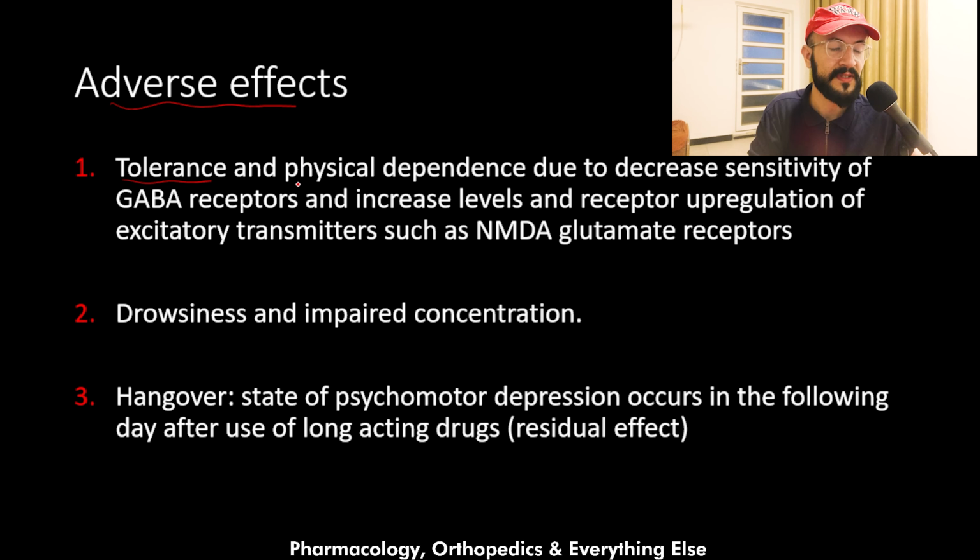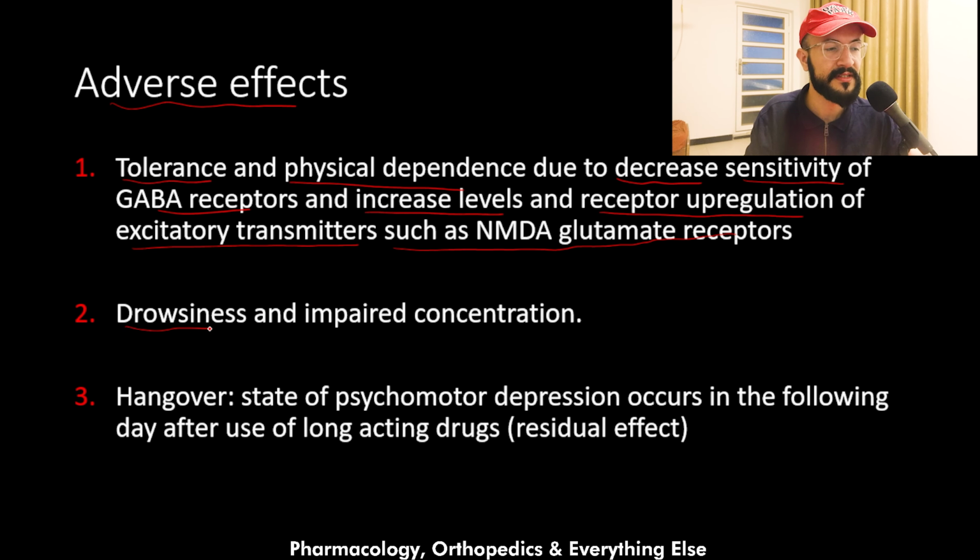They also lead to physical dependence. That means when we stop the barbiturates, this would lead to withdrawal symptoms. So the patient would have withdrawal symptoms in the form of insomnia and anxiety when we interrupt the barbiturates suddenly. And both of these side effects are due to decreased sensitivity of the GABA receptors and increased levels and receptor upregulation of the excitatory transmitters such as the NMDA glutamate receptors.